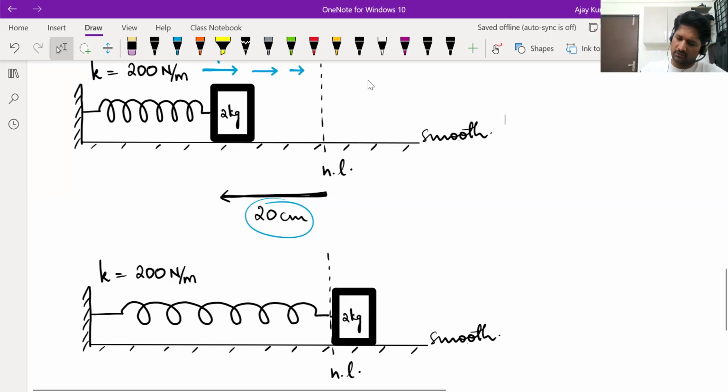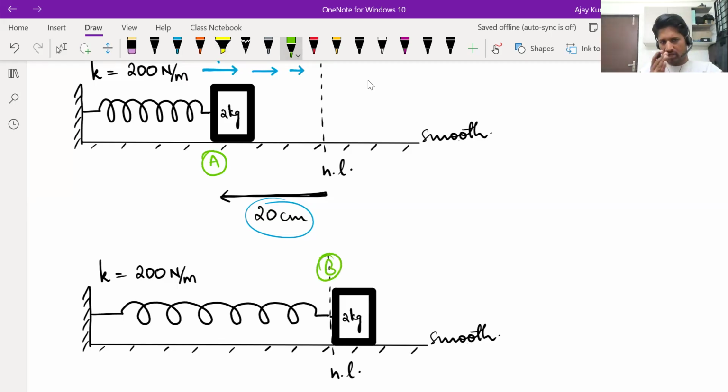From this position, let's call the initial position A, and this natural length position B. As the block moved from A to B, it was pushed by the spring. It would have gained some momentum, some velocity. Where will that velocity go? It'll move slightly, sir. It moves slightly from B towards the right. It will cross that position. Yeah, that is correct.